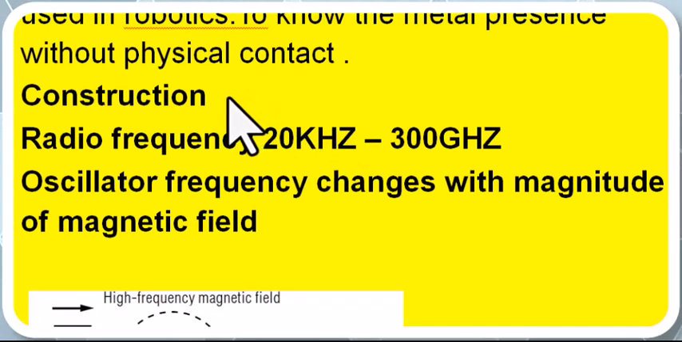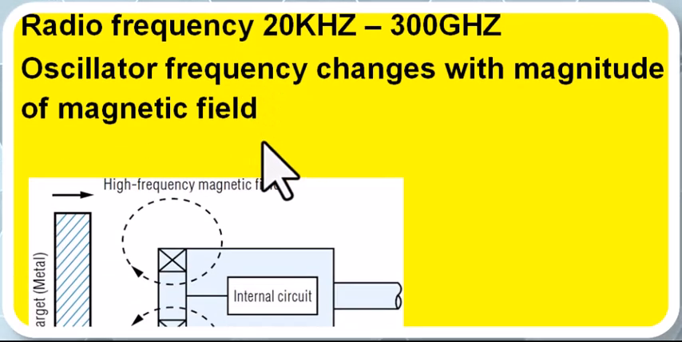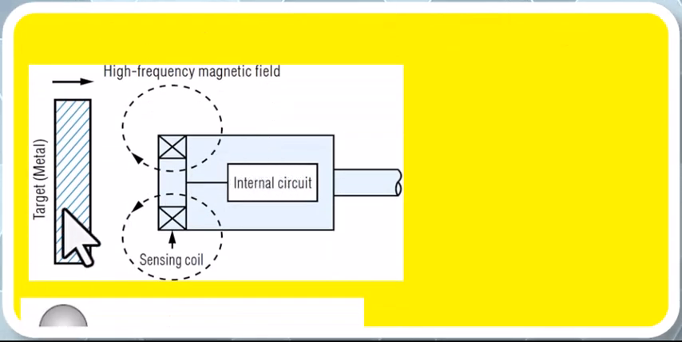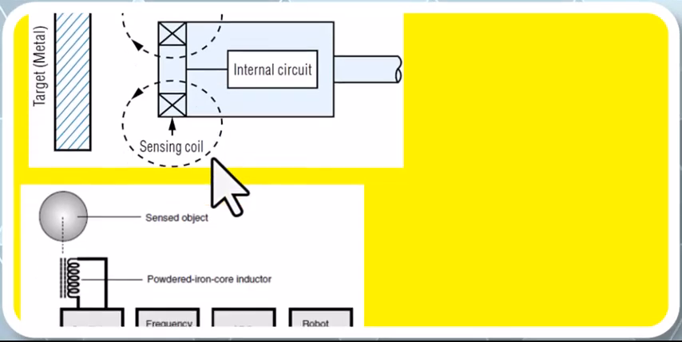Next, construction. So this consists of a circuit like this. There is an internal circuit, and this is the high frequency magnetic field, and this is the sensing coil, and the detailed diagram of this is like this.